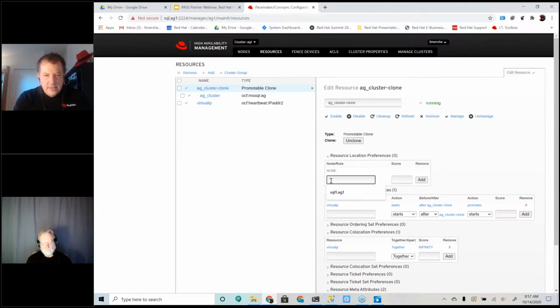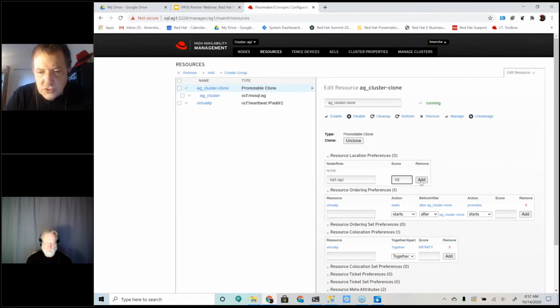And with that, the last thing I promised to show you was how to speed up the system. The way that you do that is by entering SQL AG1 and SQL AG2 into the resource location preferences. I'm going to give each one an equal score so that you can fail over to either one. It won't have a preference for one or the other. We'll just use 50 here. And I notice I did SQL 1 first. If I did SQL 2 first, that would force a failover to SQL 2.